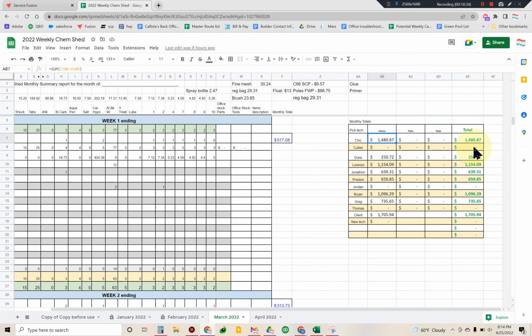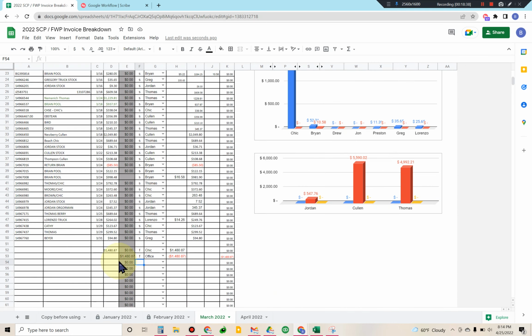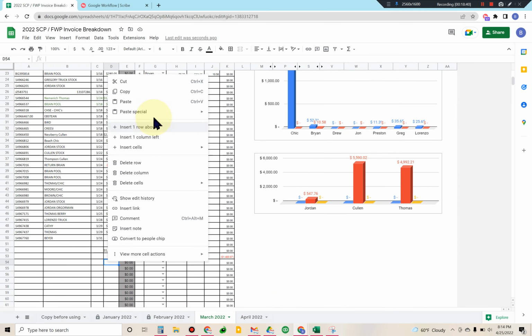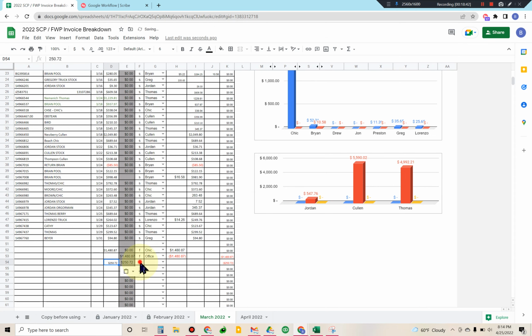The next one was Cullen, which is blank. The next one after that is Drew. So we're going to go ahead and post our numbers. Remember, values only. And this needs to stay the same, whether it's FWP or SCP. All right, Drew is going to get $250.72 in chem costs. But that means we want to minus those chem costs from the office, because the office really didn't buy that, we transferred it to Drew.